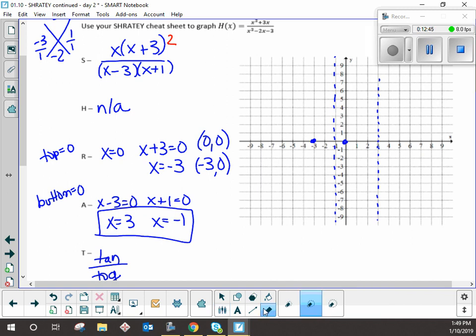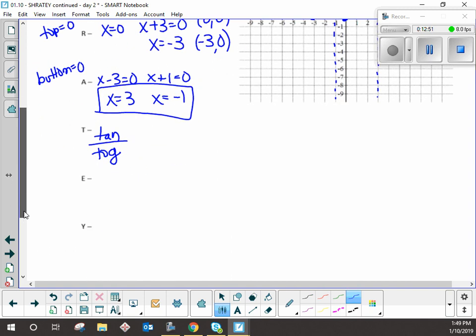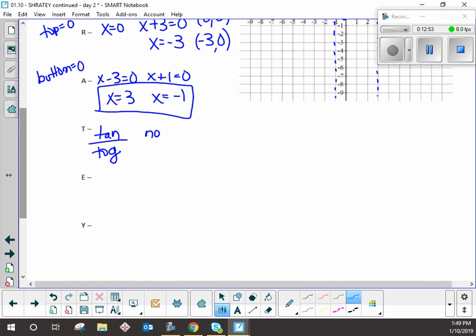We would deal with that. But in this problem, we don't have it. So I can just say that no, nothing is tangent, so that means it's going to cross at the roots. And on the bottom, it's no, that means it's going to be opposite at the asymptotes. Okay, because that's root information on top, asymptote information on the bottom.